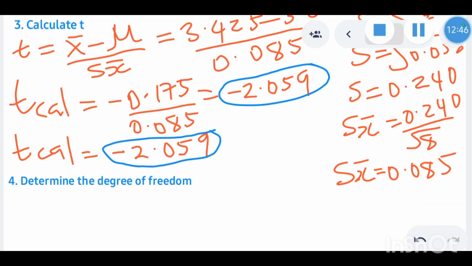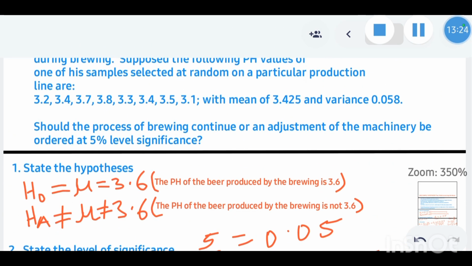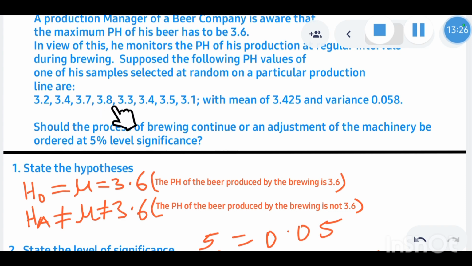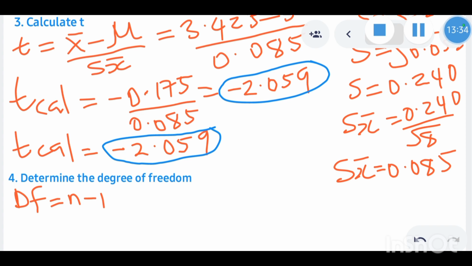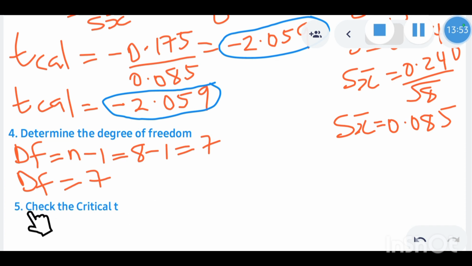Step 4 says determine the degree of freedom, df, because degree of freedom is n minus 1. N simply stands for the sample size. The sample size, how many are there? We say 1, 2, 3, 4, 5, 6, 7, 8. So n is 8, right? Equal 8 minus 1. So our degree of freedom is 7. df equals 7, right?